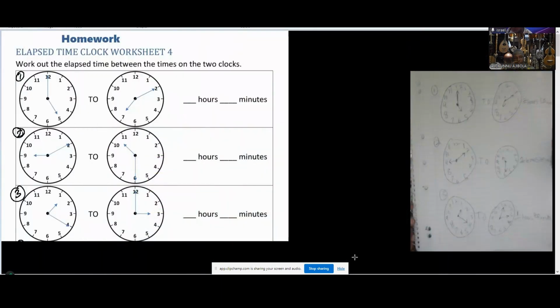So we're trying to tell the time between the hours on the clock faces. The first answer, number one. What's your answer to number one? How many hours? How many minutes? No, 2 hours and 10 minutes. Okay, 10 minutes.